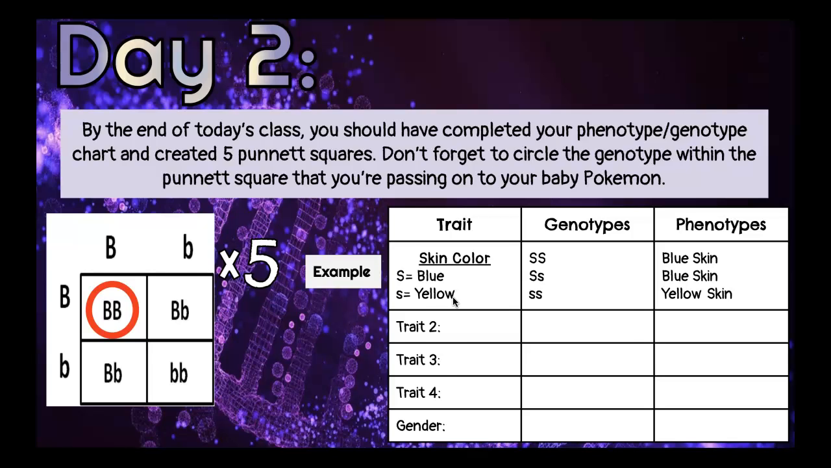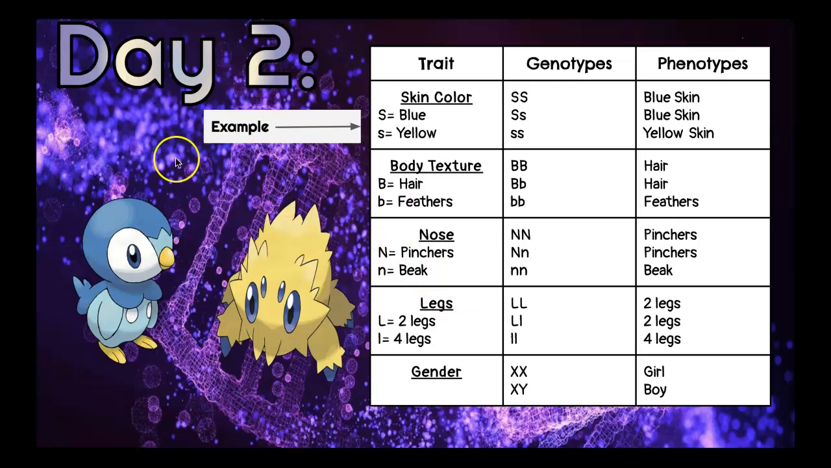All right, so I'm going to break it down even more for you. If these were the 2 parents, okay, I picked 4 traits that I could see clearly different between them. Their skin color, blue versus yellow. Their body texture, this one has feathers, this one has like fur or hair. Their nose, this one has pinchers, and this one has a beak. And then their amount of legs. This little guy has 2 legs, this guy has 4 legs.